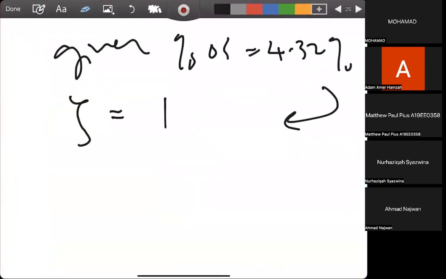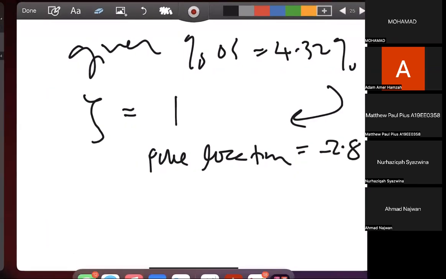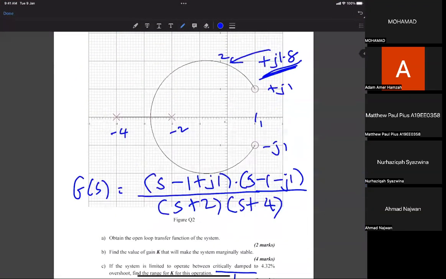And then overshoot almost 0. The pole location is at that particular point, minus 2.8, which is over here. And zeta equal to 1.